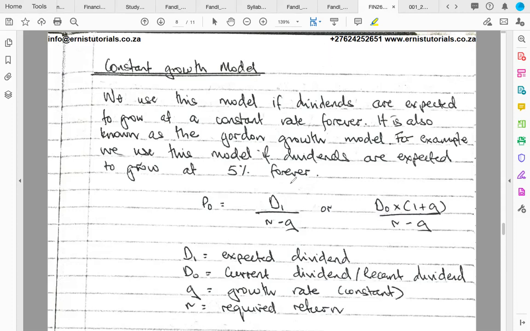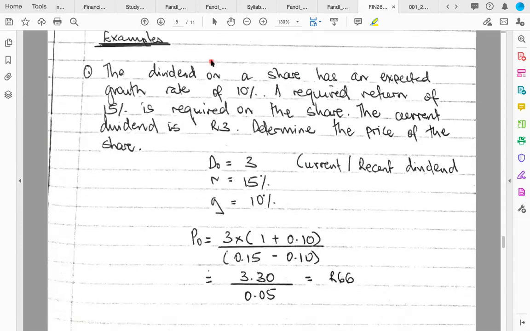So this model is very important. You need to check carefully whether you've been given the expected dividend or the current dividend. If you've been given the expected dividend, you just divide by the required return minus growth. But if you've been given the current dividend or the recent dividend, you have to take that current or recent dividend, which is D0, multiply it by 1 plus G. This changes it to D1, which is an expected dividend, and then you divide by R minus G. But we'll look at that as we touch on examples.